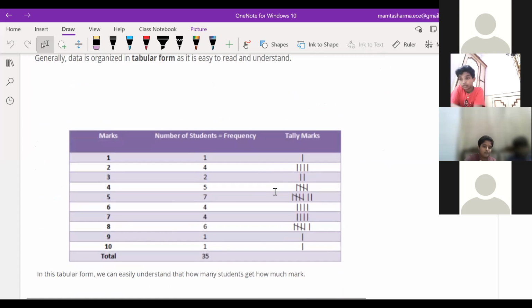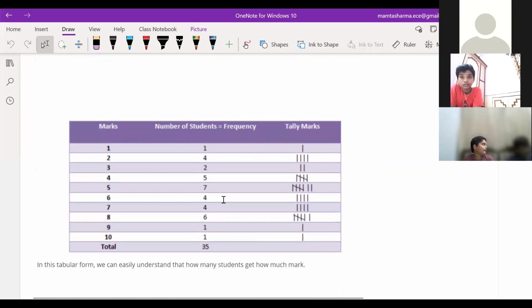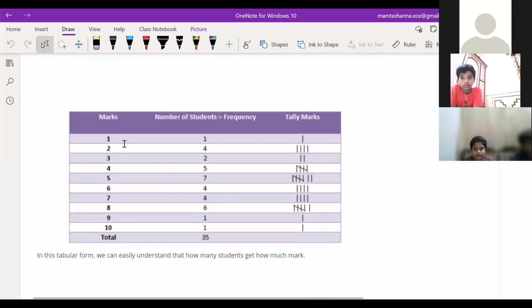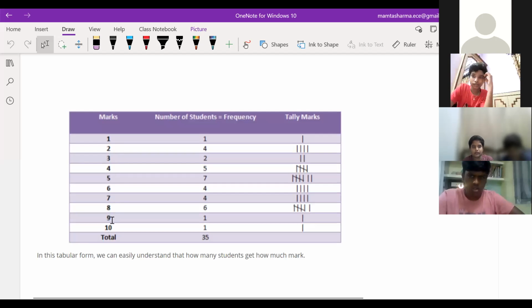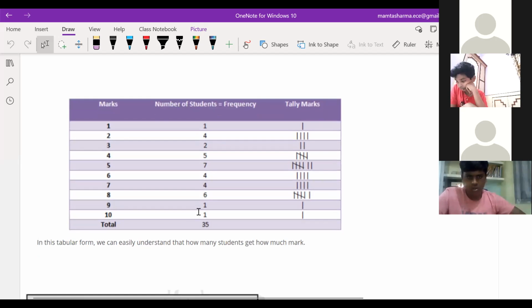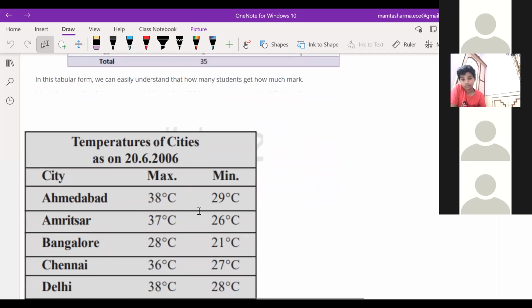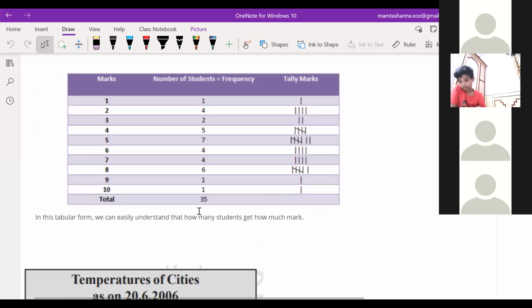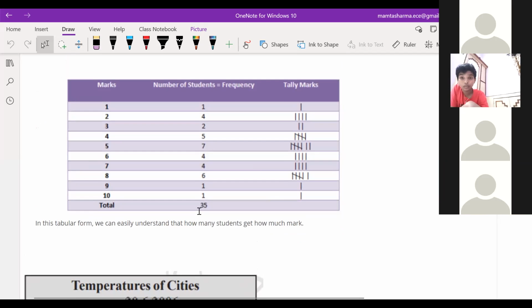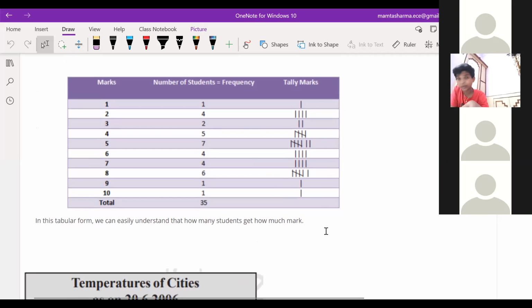Okay, so this is the tabular form of representation of any data. See, look at the screen. On one side marks have been given. On the other side, the number of students getting the corresponding marks has been listed. So this is the tabular form of representation of the number of students and their corresponding marks. Now see another. Is anybody having a doubt? No, ma'am.